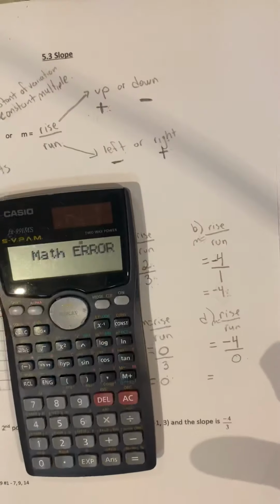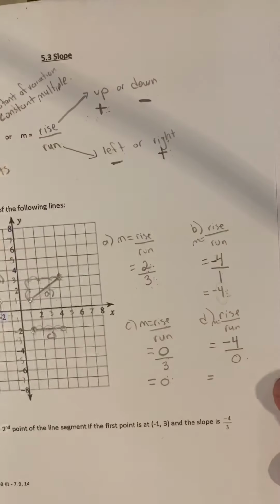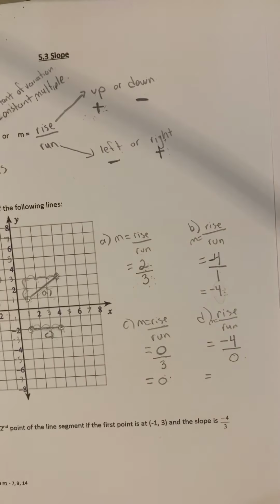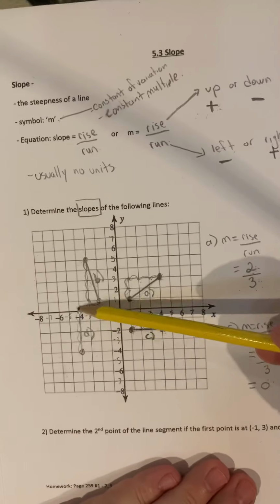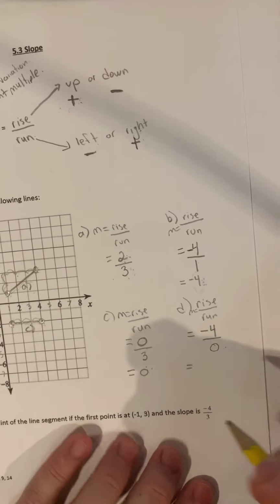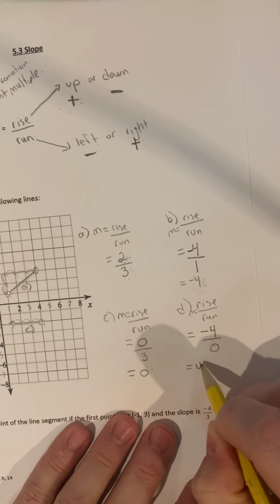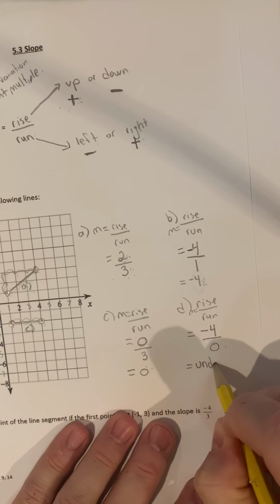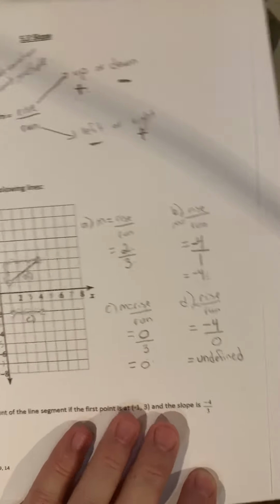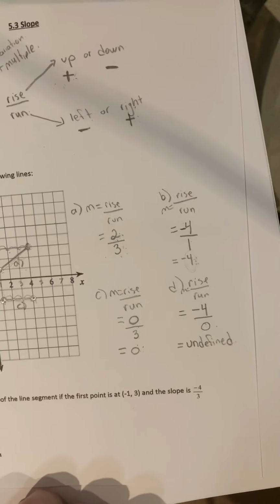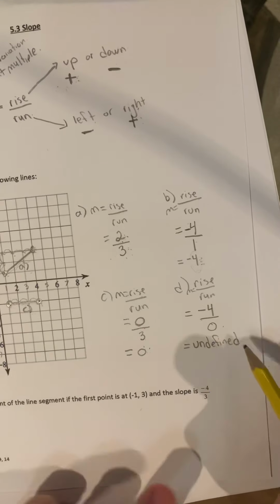So what does that mean? It means we don't know the steepness of a vertical line. There isn't an answer. So anytime you have a vertical line, this is what you're going to write. The slope is undefined. The slope is undefined. Just write this.